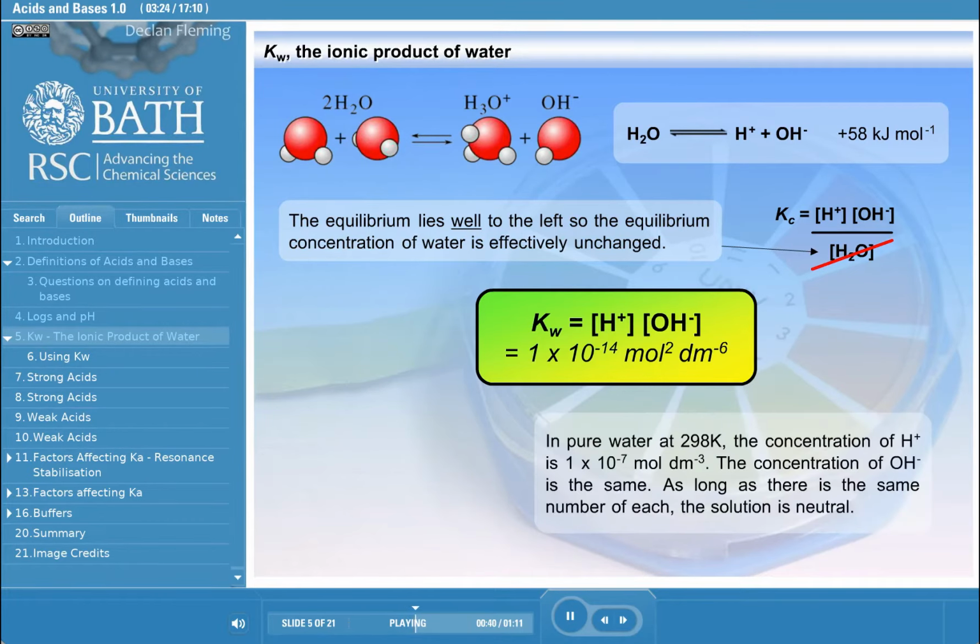In pure water at 298 K, the concentration of H+ is 1 times 10 to the minus 7 moles per decimeter cubed. The concentration of hydroxide ions is the same. As long as there is the same number of each, the solution is neutral.